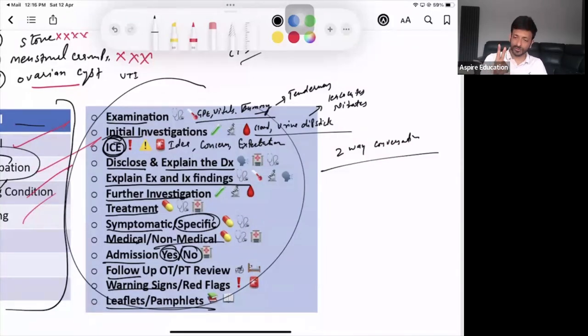Management is a two-way conversation. Management is involving the patient. Management is making the patient talk. If the patient is talking, asking questions, it means you're doing very well. If the patient is silent and not talking, please make them talk. How can I make them talk? After giving a bit of management, I'll ask them, are you with me, John? Are you following me, John? Do you want me to repeat anything? Are we on the same page?